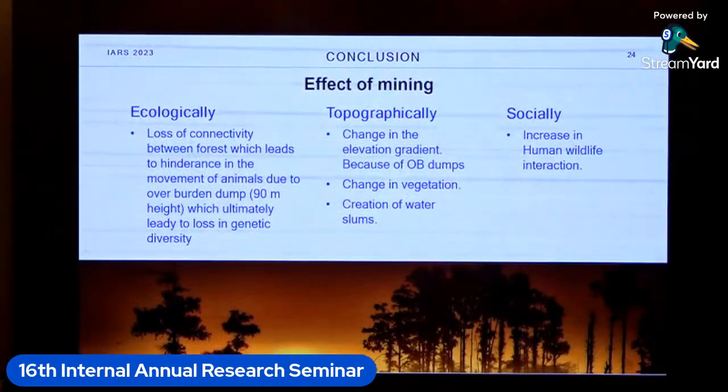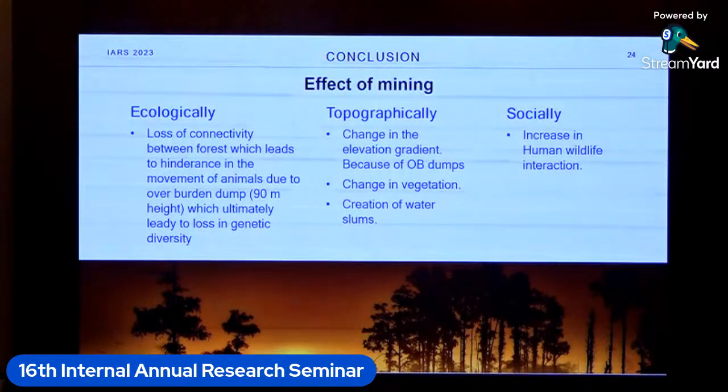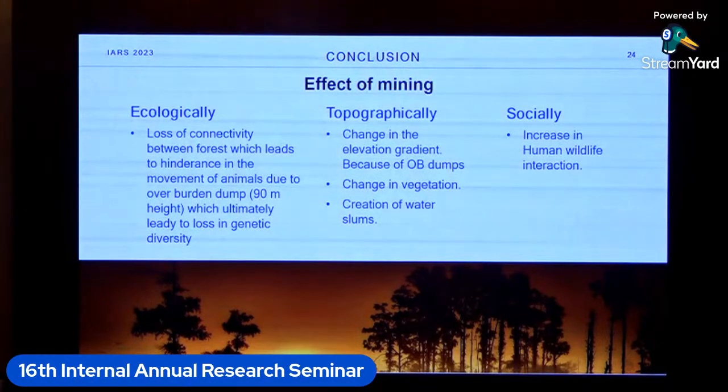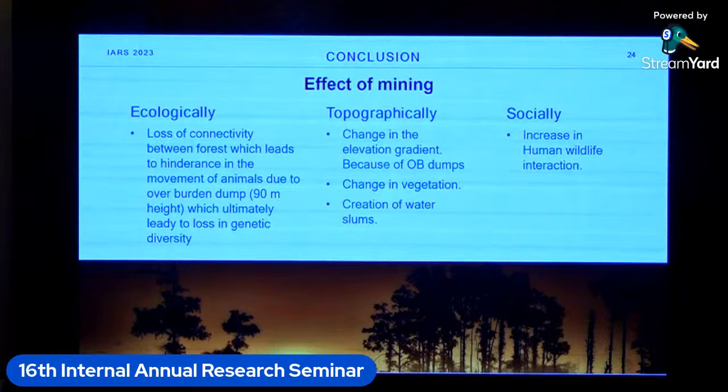So from this figure, what we are getting actually is that mining is affecting us in 3 ways: ecologically, topographically, and socially. How ecologically? There are overburden dumps that are reaching heights of 90 meters, 70 meters, 60 meters. That is stress in the movement of animals. And these overburden dumps are loose ash or loose soil. So if we are doing plantation there, we are not sure that it is going to be there. We will lose it.